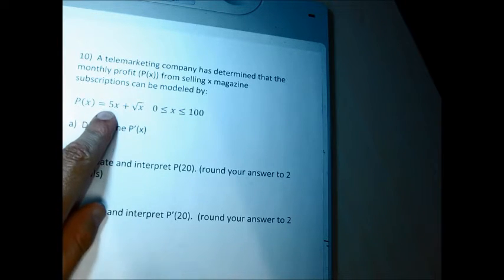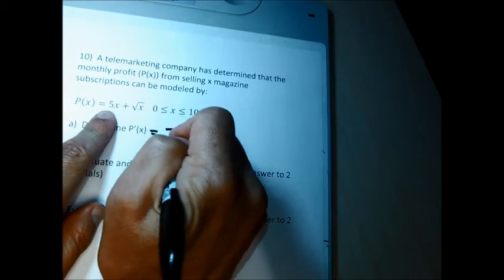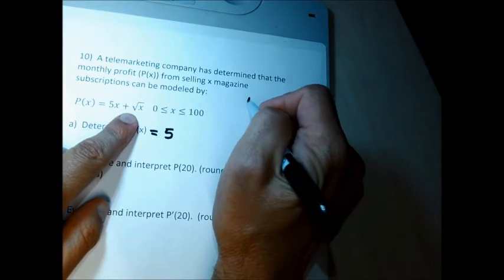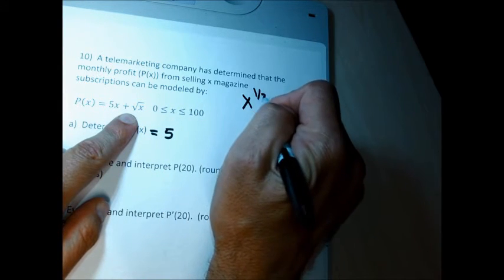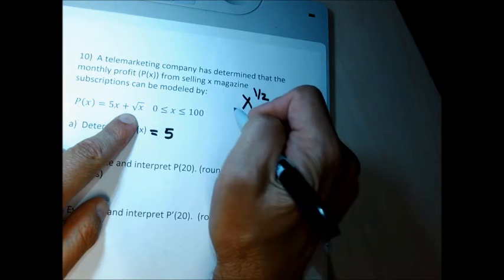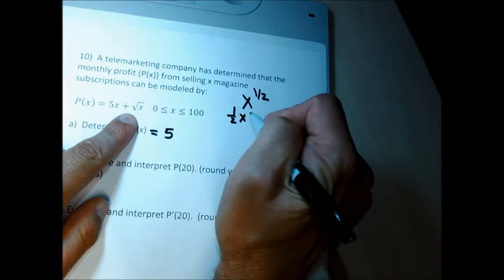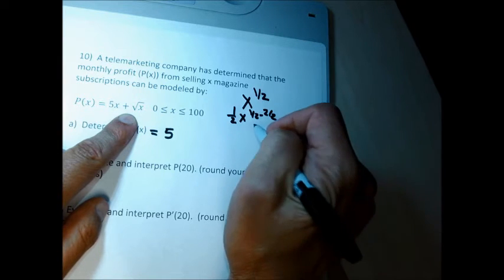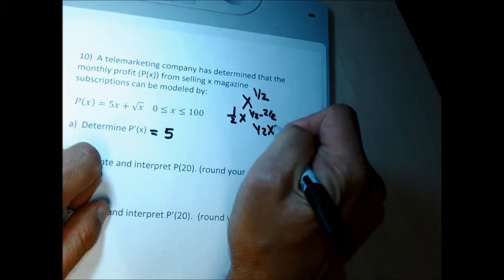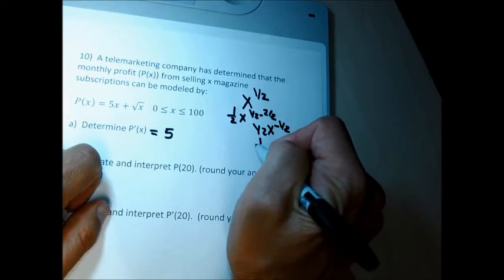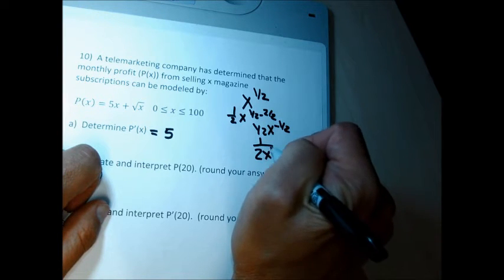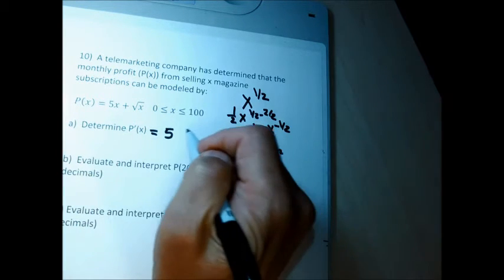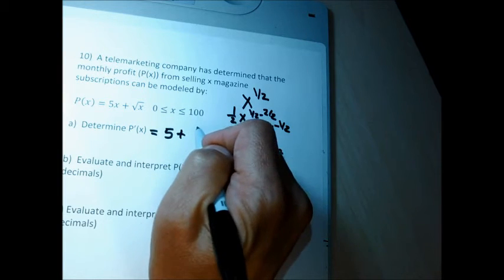Well, the derivative of 5x is just 5. The derivative of the square root of x, you have to write it as x to the 1/2 power. The derivative, you go 1/2 x to the 1/2 minus 2/2, which is 1/2 x to the minus 1/2, which is 1 over 2x to the 1/2. So it's going to be 1 over 2 square root of x.